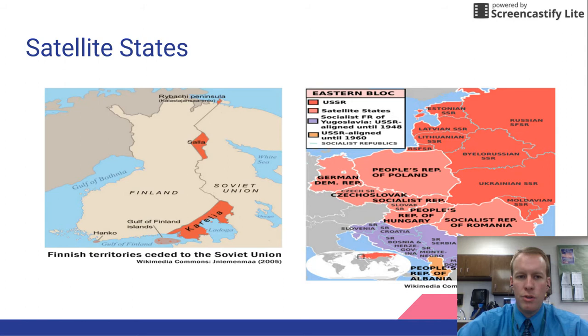We're also going to look at a picture of the Soviet satellite states. What you can see over here are the satellite states, the countries that were under Soviet control and that surrounded the Soviet Union and were part of the Soviet Union.